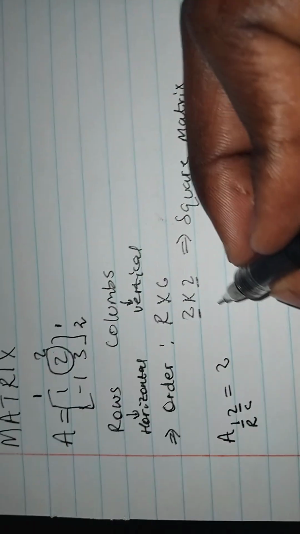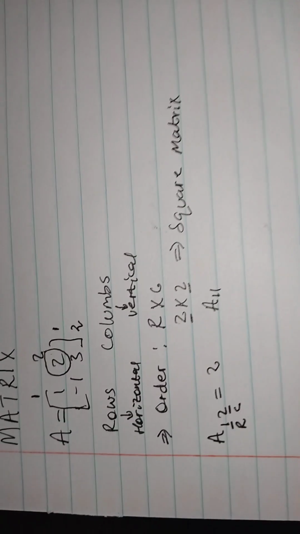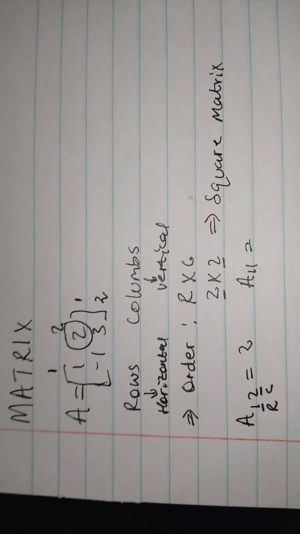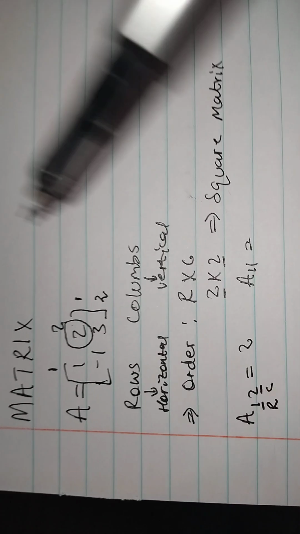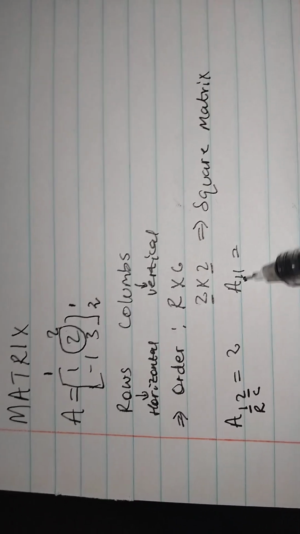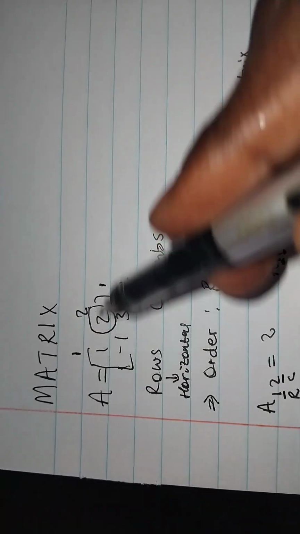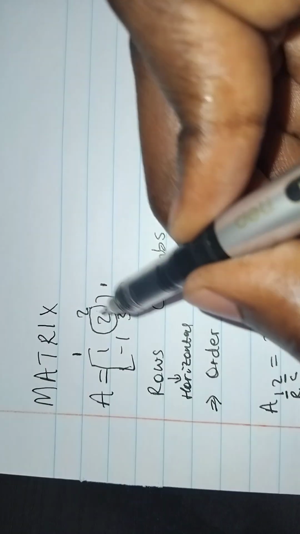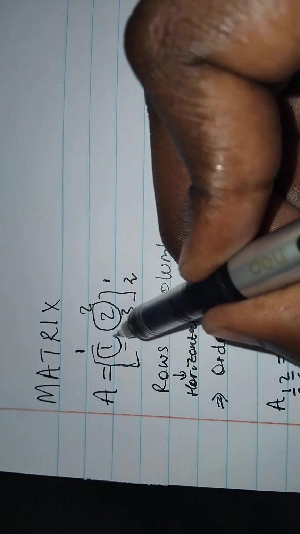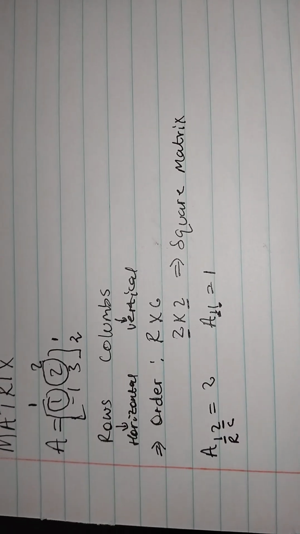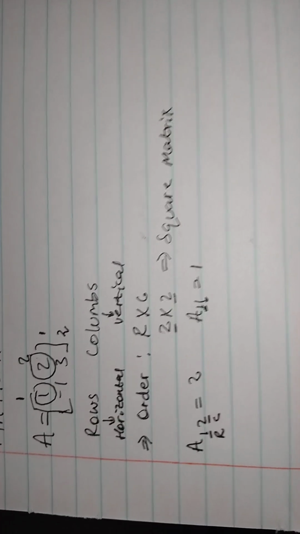Now let us find another entry, A11. You can go ahead and try it yourself. It's in row 1 and column 1. So row 1 is this one, then column 1. The intersection of row 1 and column 1 is that number there, which is 1. That is basically how we identify entries.